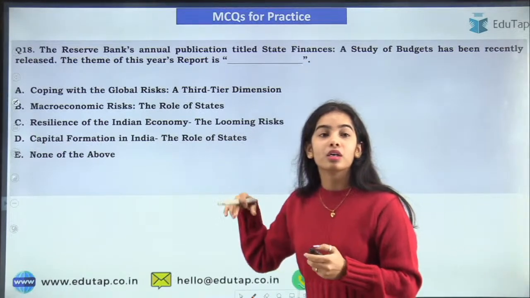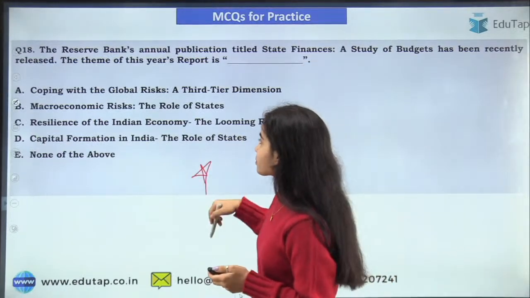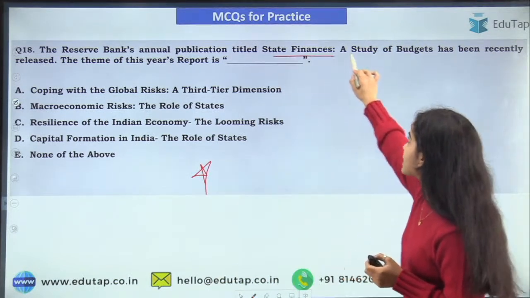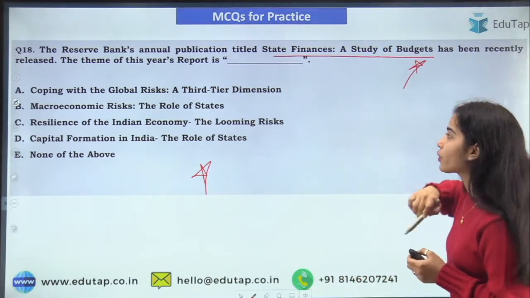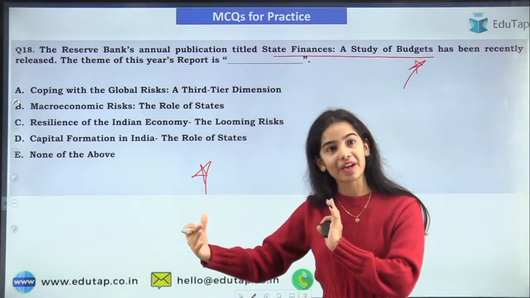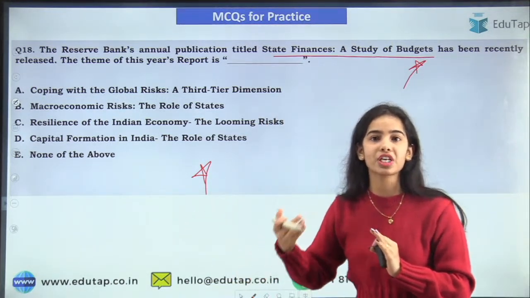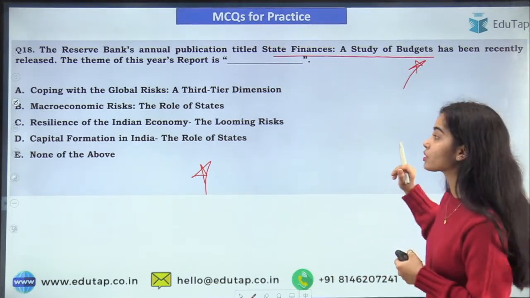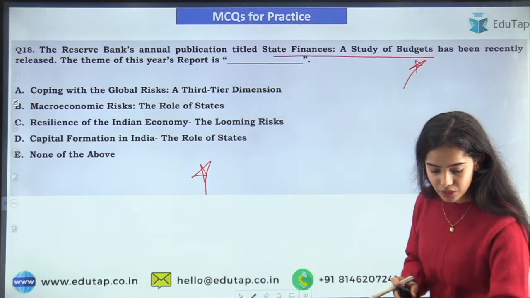Okay, so now coming to the next question: you have to tell the theme of the report, State Finances: A Study of Budgets. We already did this report in January, by the end of January, but I thought we should revise it and have a clear idea of it also. So what is the theme of this report?